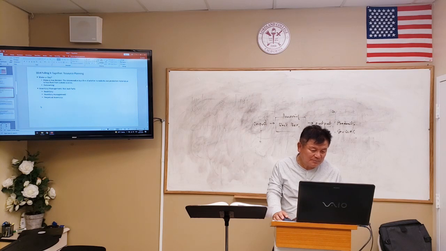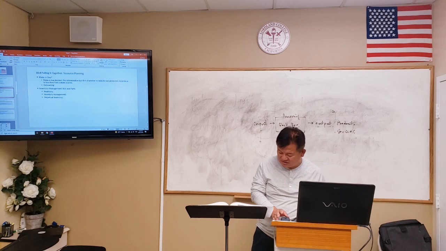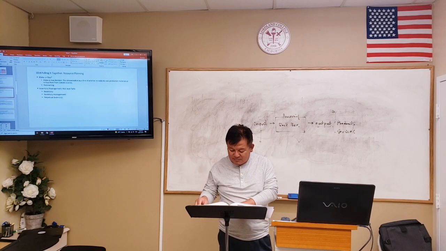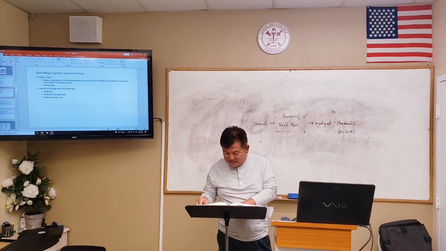Okay, let's move to 10.4, make it or buy it, which means resource planning. We make it or buy it. So, the make or buy decision. In resource planning, it is the determination by a firm of whether to make its own production materials or to buy them from outside sources. This is the make or buy decision. Is it better to make it or buy it?